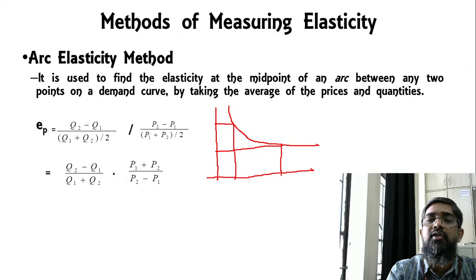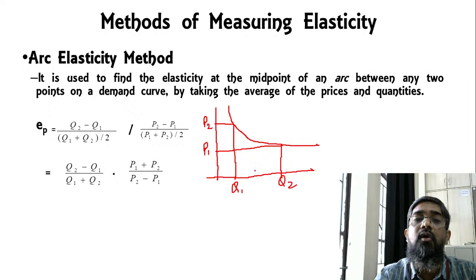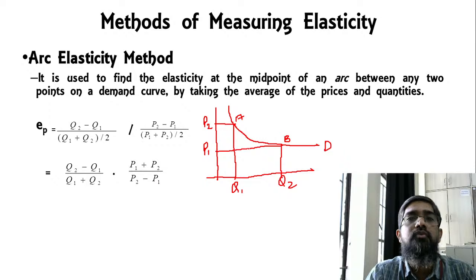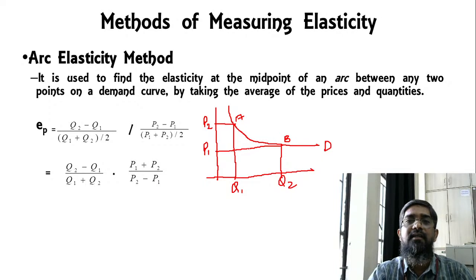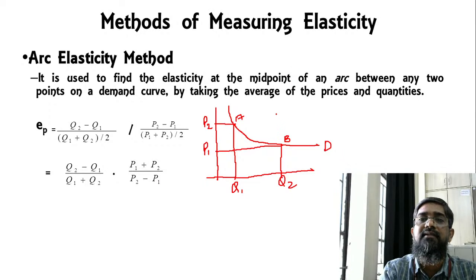You can see here the change in price, P2, this is P1, this is Q1, this is Q2. So your change in price and change in quantity is larger, and you can see point A and this is point B, there is an arc, this is an arc of demand on the demand curve. So when the change is larger, it is better to use the arc method rather than the proportionate method.